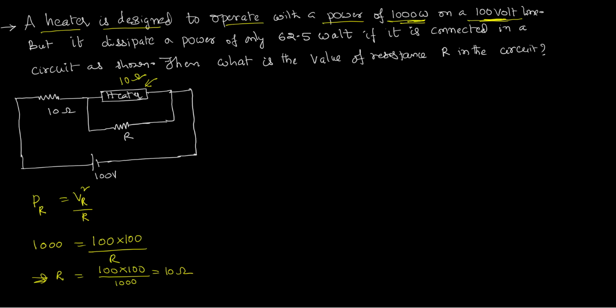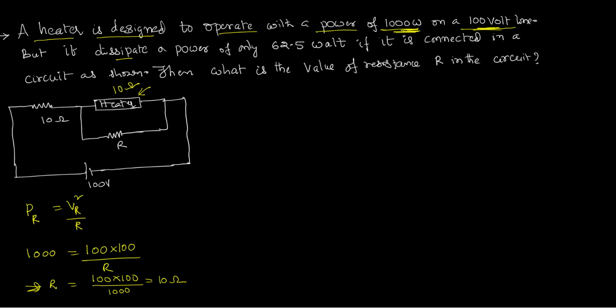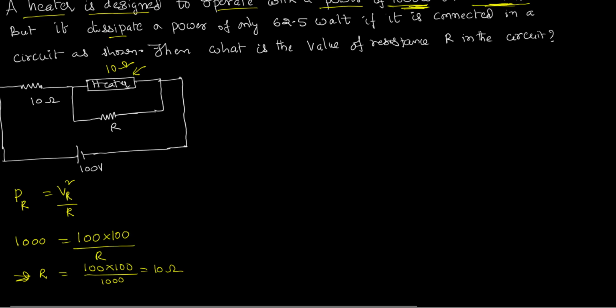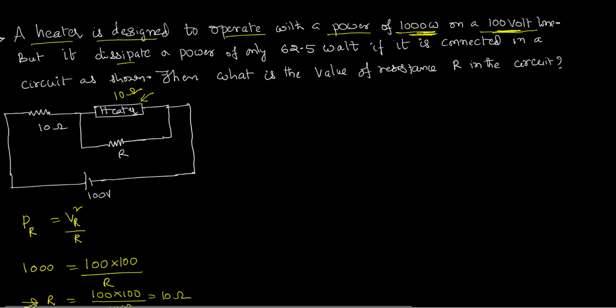Now let's proceed to the problem. It is given that this is designated to give a power of 1000 watt, but it is connected in the circuit with different combinations like this, 10 ohms and this unknown resistance. Thus it is able to give only 62.5 watts. It's not giving 1000 watts, but it is giving only 62.5 watts.